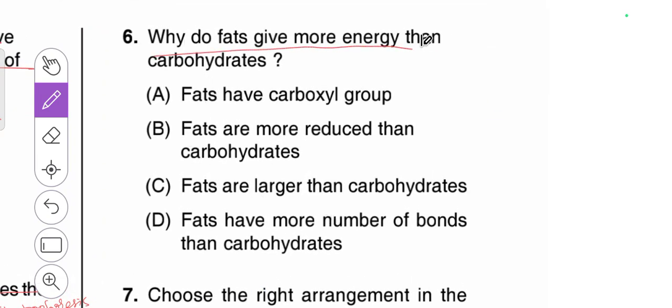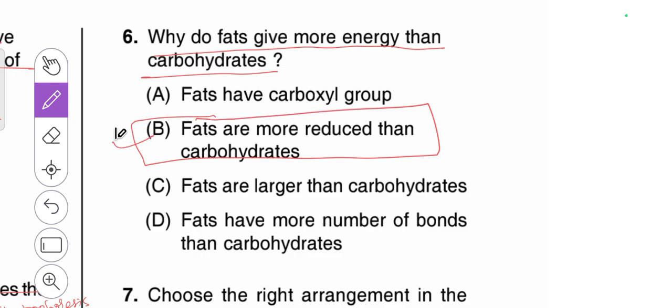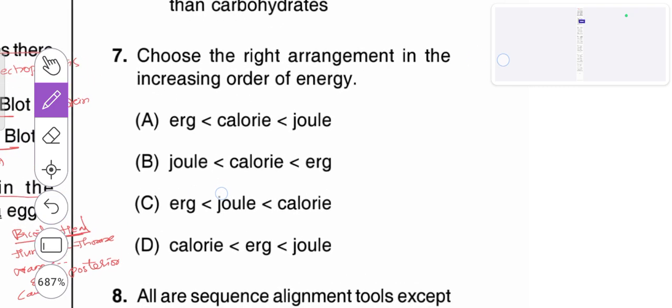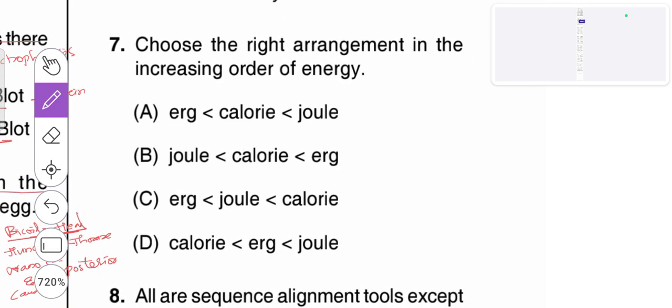Why do fats give more energy than carbohydrates? Because fats are more reduced than the carbohydrates. Because of that reason, fats will give more energy compared to that of the carbohydrates. Then read out the next question. Seventh one.